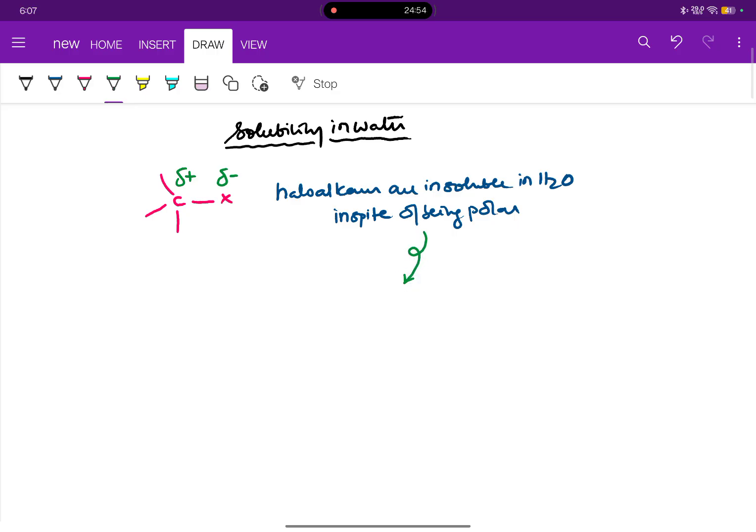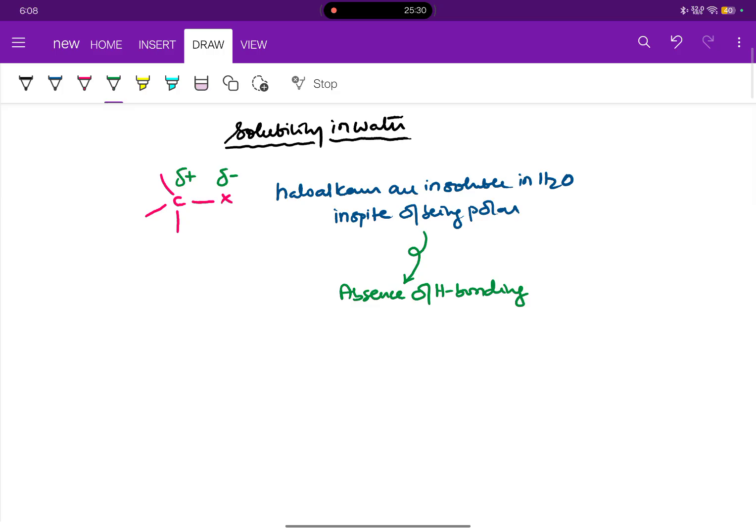So absence of hydrogen bonding. There is no hydrogen bonding at all. Unlike all the other molecules like alcohols and aldehydes, where there will be a little bit of hydrogen bonding, which is not noticed in haloalkanes. So the haloalkanes do not have hydrogen bonding, or even if they form it, it will be of very less intensity.